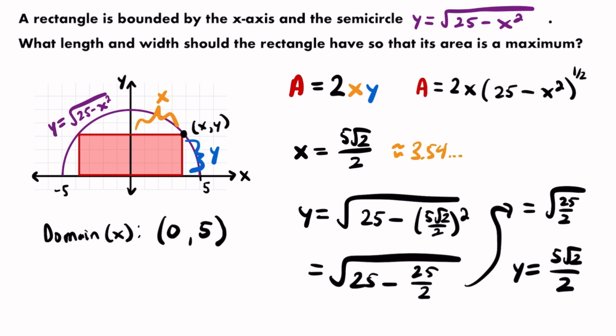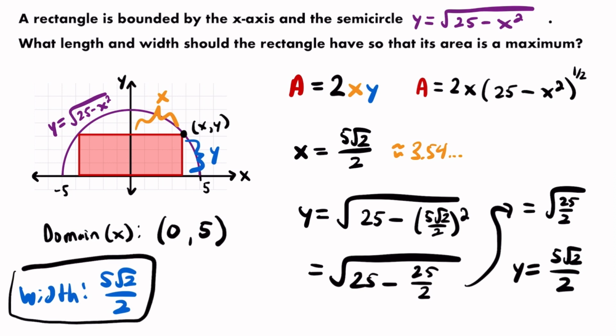But those are not our final answers, right? x and y are just the coordinates of this point for this rectangle such that it has a maximum area. But what is the actual length and width? y would directly correspond to the width, but x is only half of the length of the rectangle. So while the width is just the value of y, it's 5 square roots of 2 divided by 2. That's the value of the width. The value of the length will be 2 times the value of x that we found.